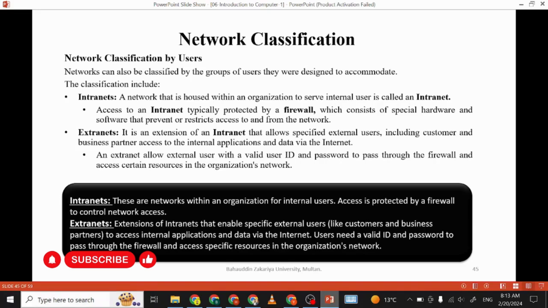Intranet. Access to an intranet is typically protected by a firewall, which consists of special hardware and software that prevent or restrict access to and from the networks.